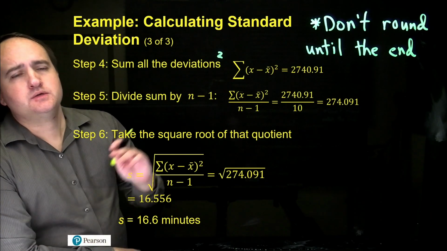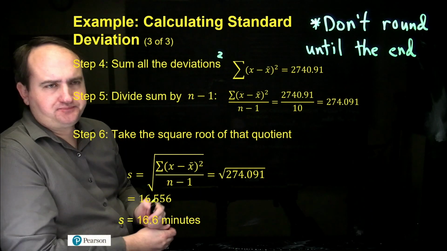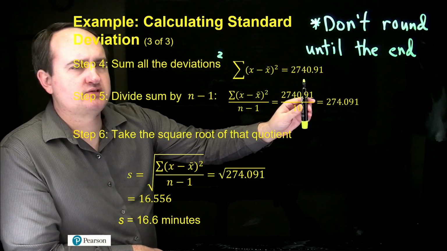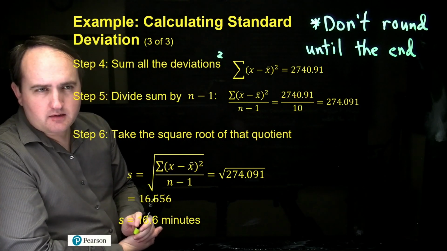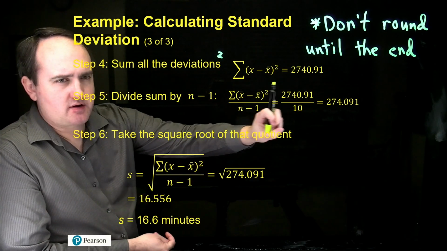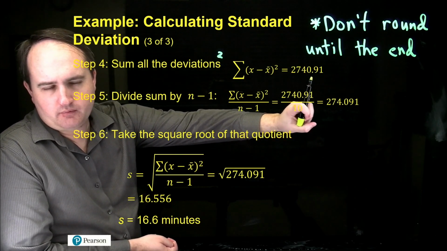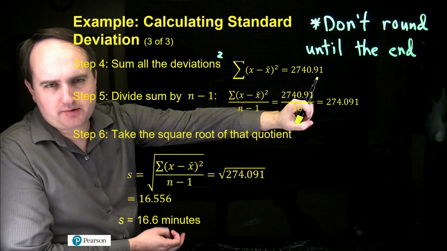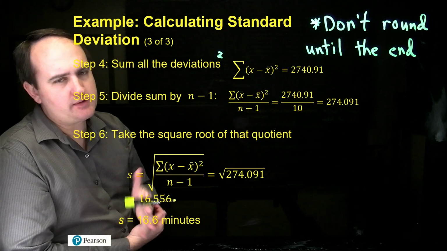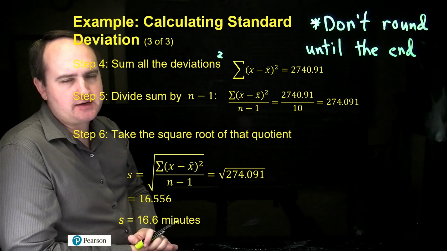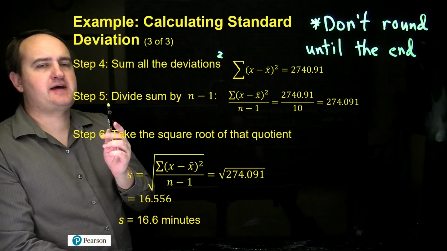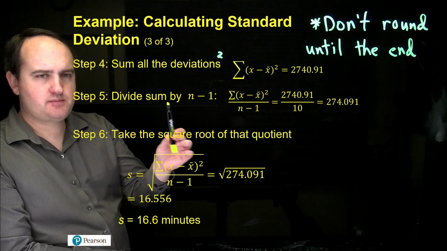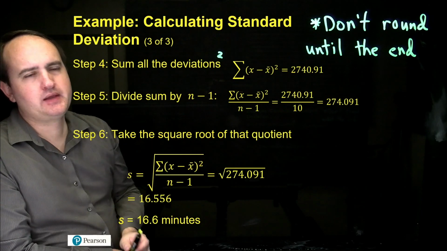Okay, so when you do that, you should get 2,740.91. Again, I don't recommend rounding. Even if they haven't rounded here, whether they have or haven't, it's not a good idea to round until the very last step. Okay, so step 5 is to divide the sum by n minus 1.